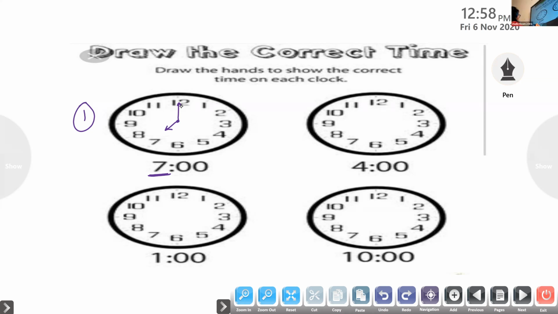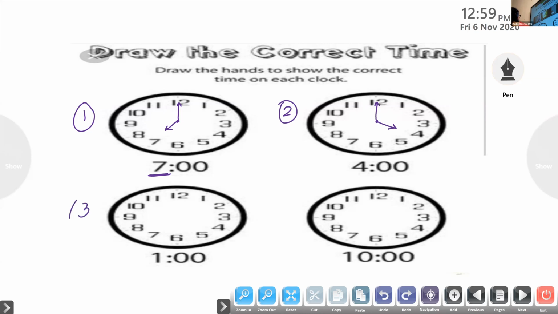Now who did not get? Lakshmika. Second one. Let me ask you, Sarah. Yes, ma'am. Second one. What is the time given in the second one? 4. So where should be the short hand? 4. And where should be the long hand? 12. Good. The long hand should be on 12 and the short hand should be on 4. Good, Sarah. Now, Devash, third one.